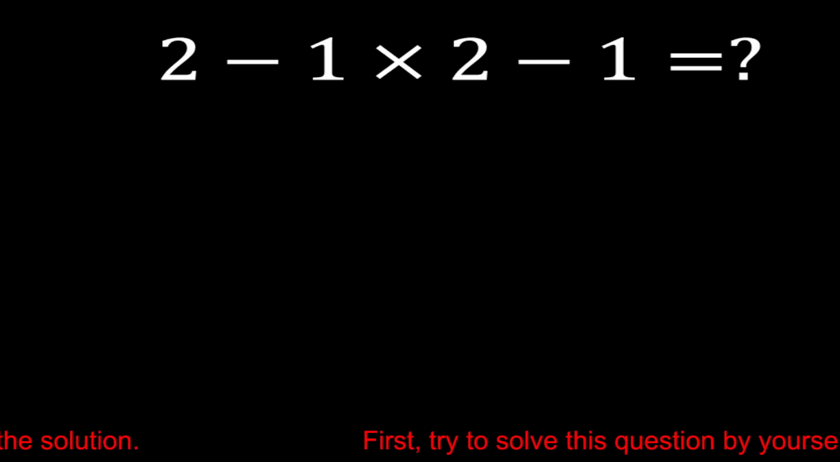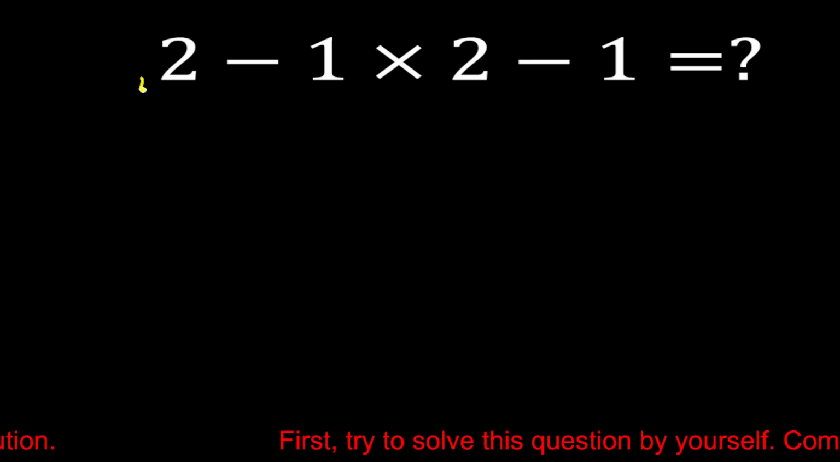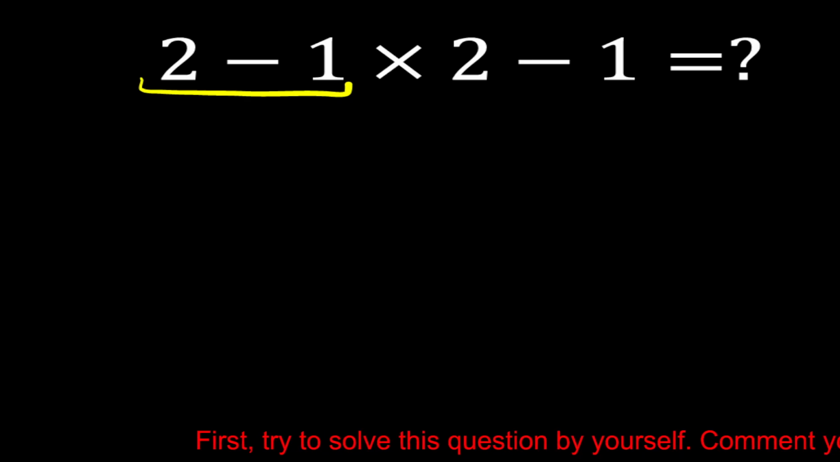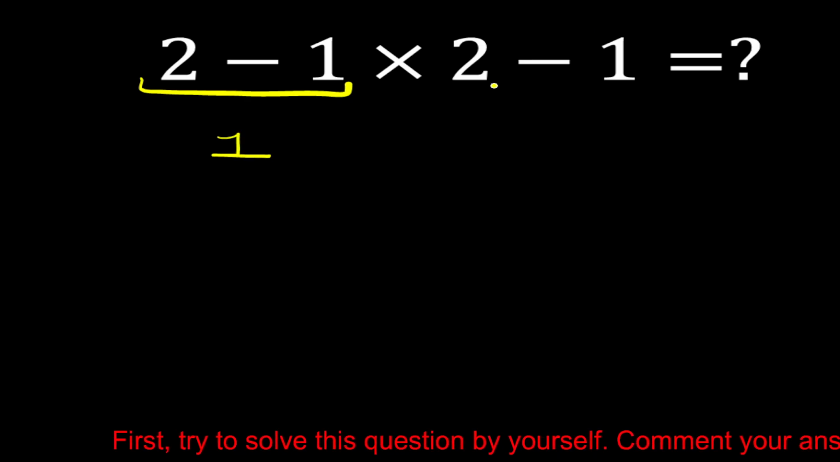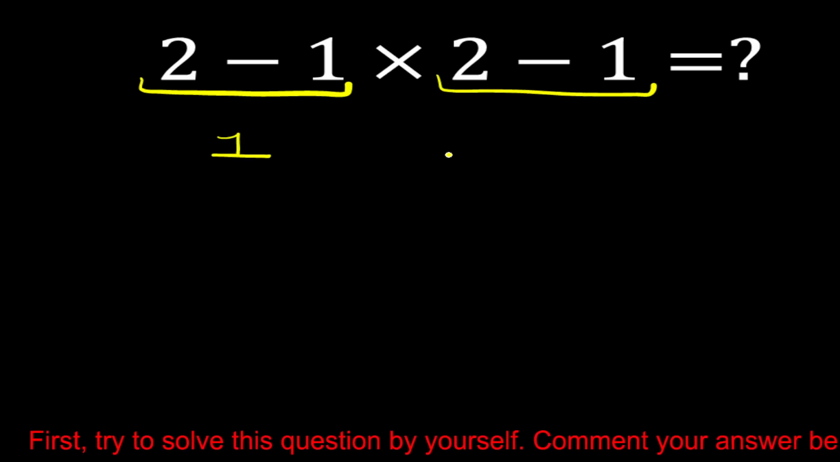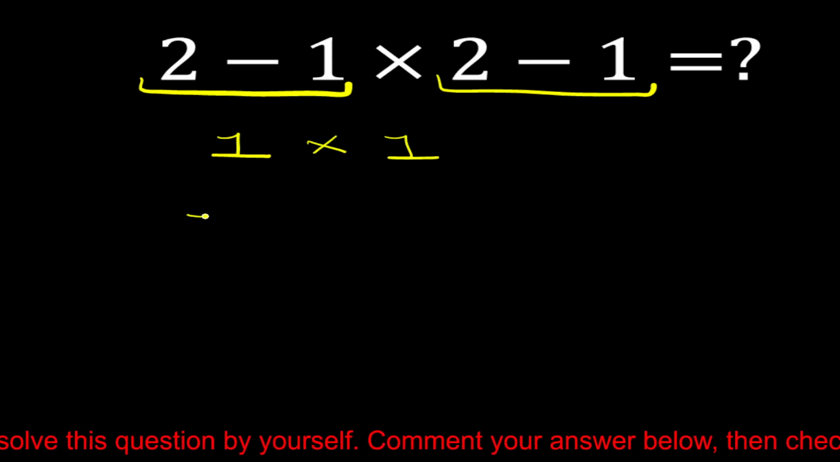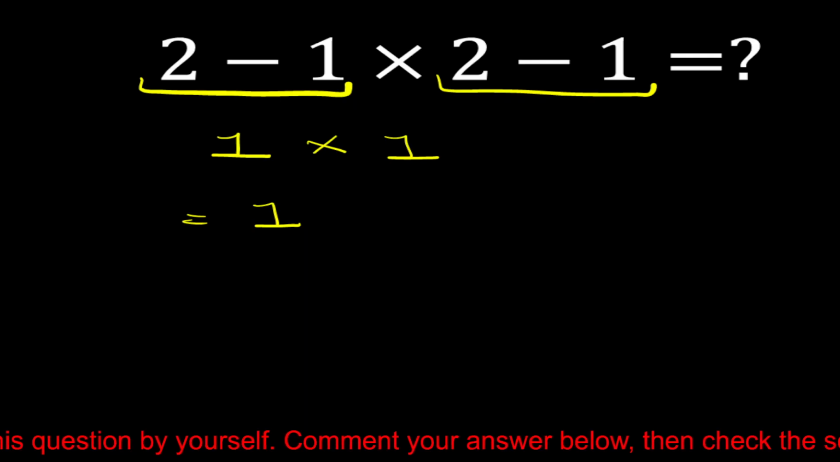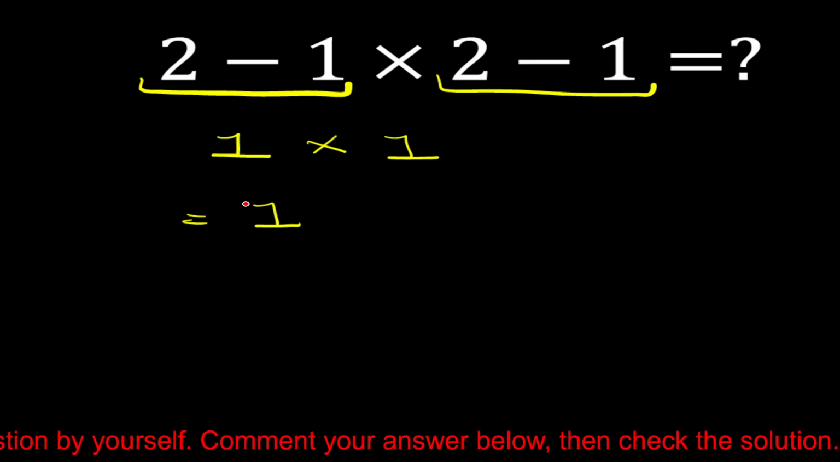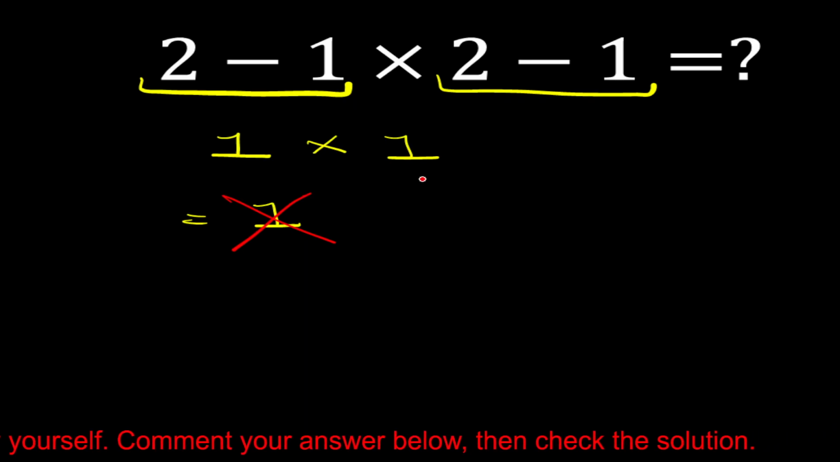So most people solve this question like 2 minus 1 is equal to 1. Then again 2 minus 1 is equal to 1. Now 1 multiplied by 1 is also equal to 1. Okay, but this answer is not correct. This answer is completely wrong.